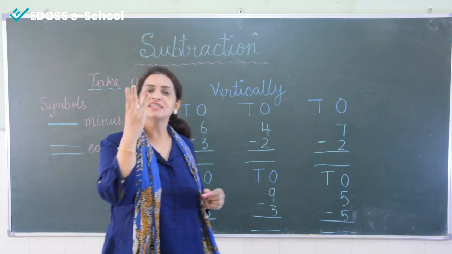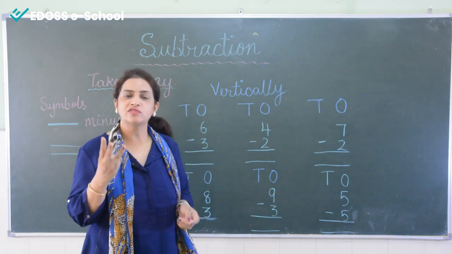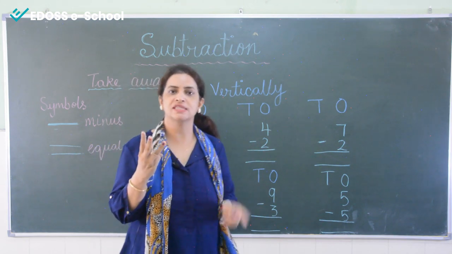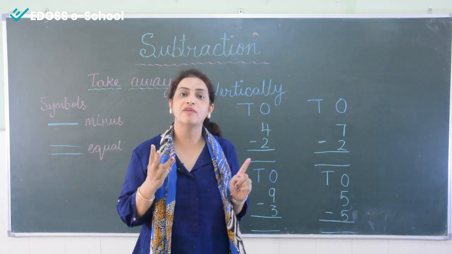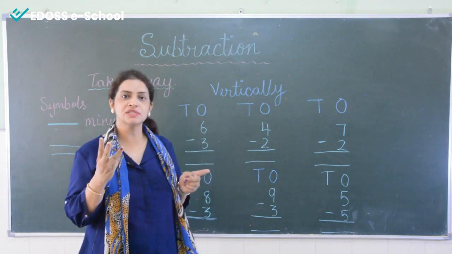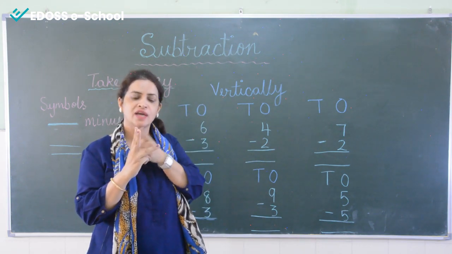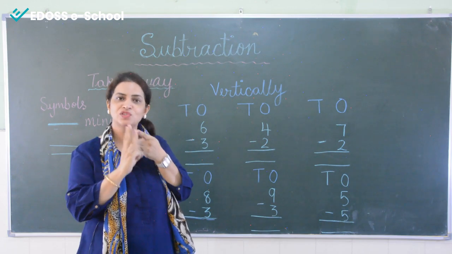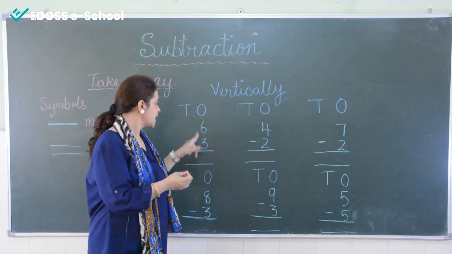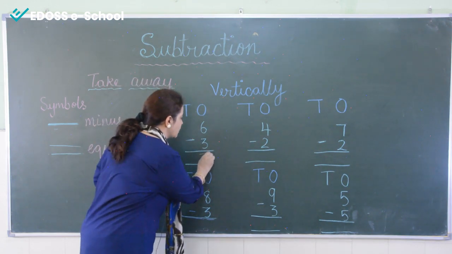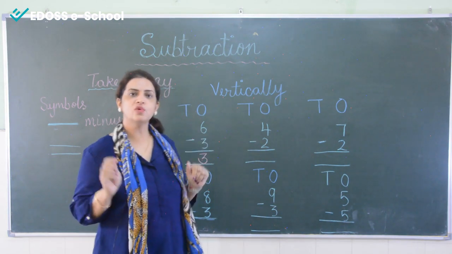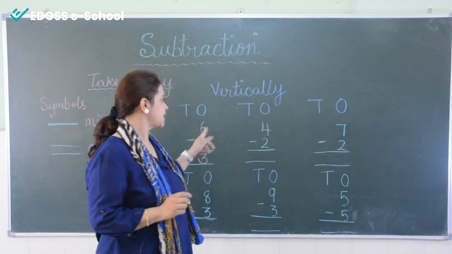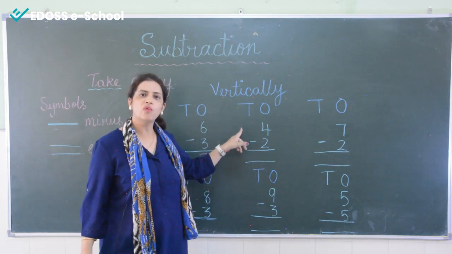3 fingers out. And you have to count before 6. Okay? Remember, you have to count before and not after. What comes before 6? 5, 4 and 3. So 6 minus 3 is equal to 3. This is how you can use your fingers to do subtraction. Let me show you one more.